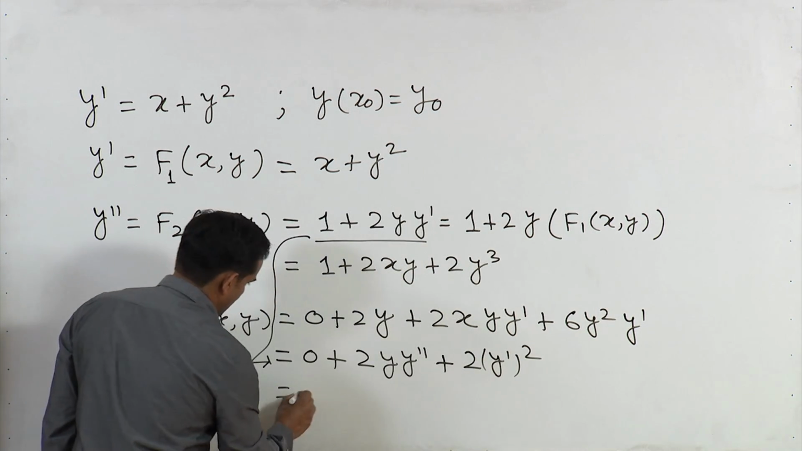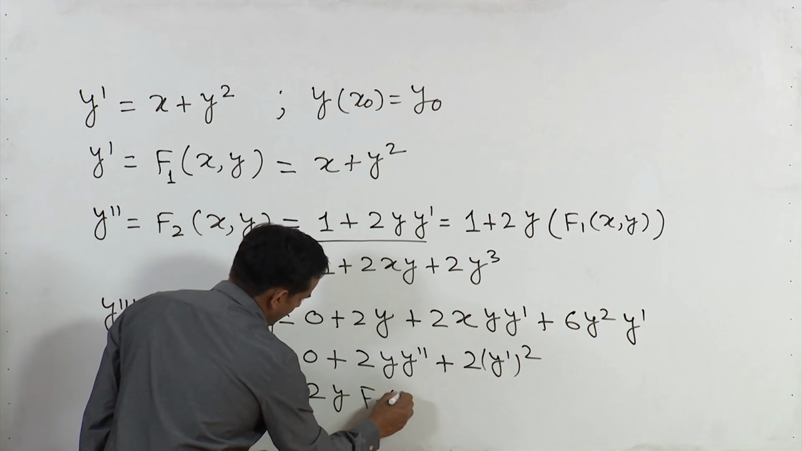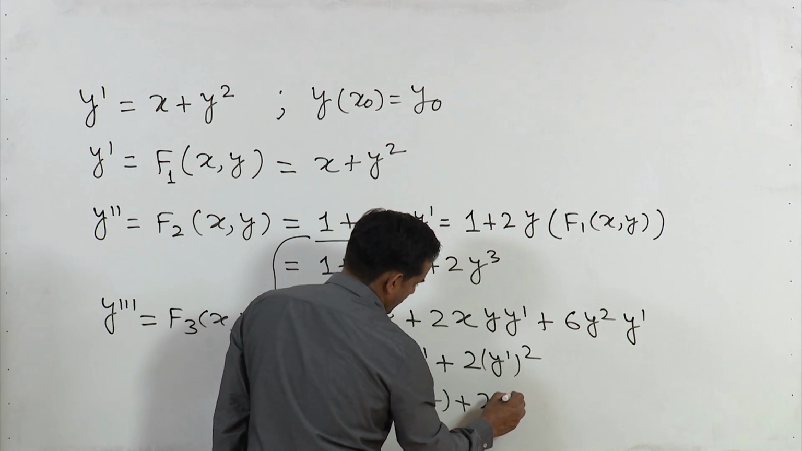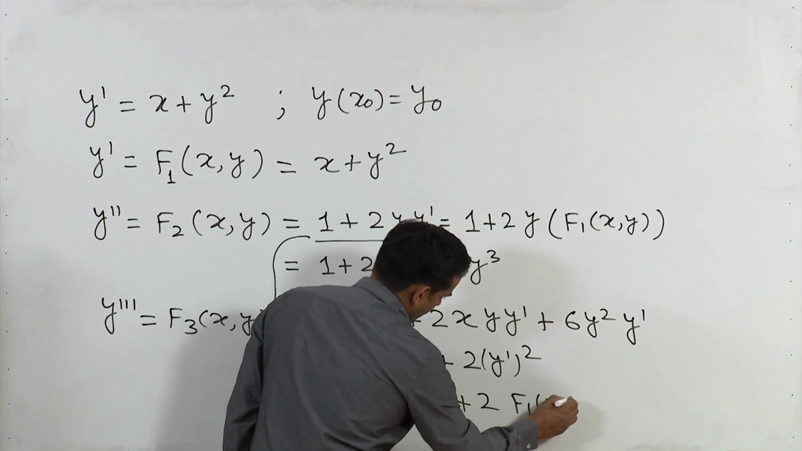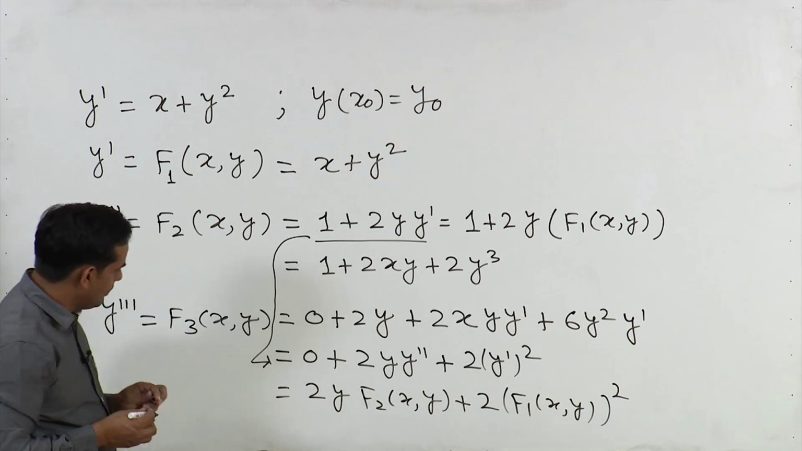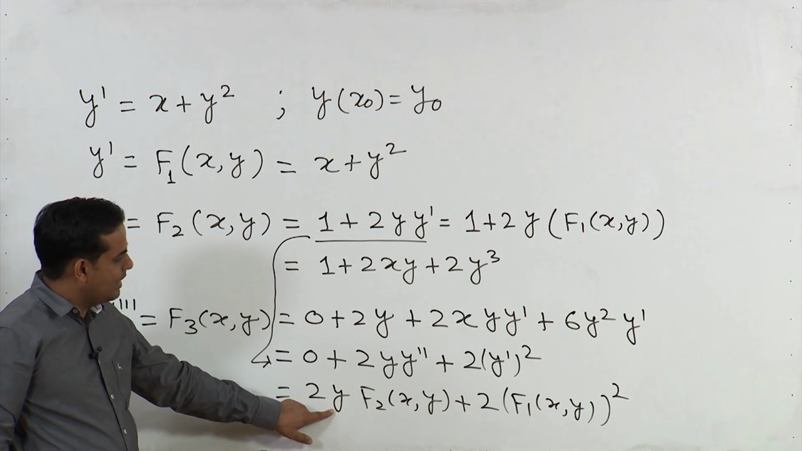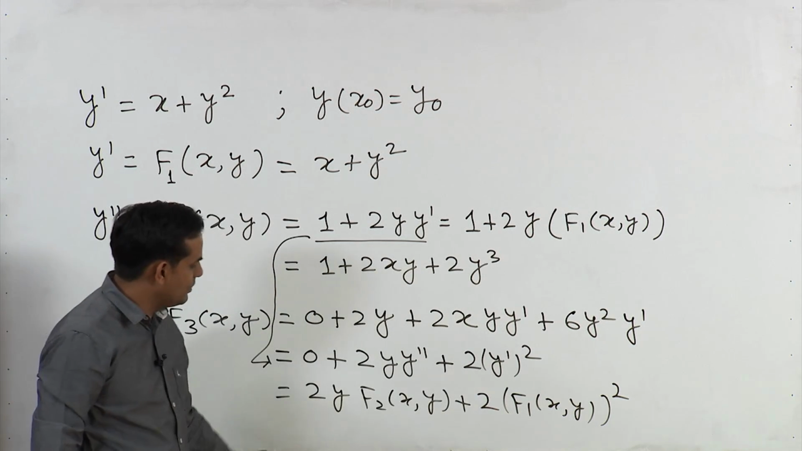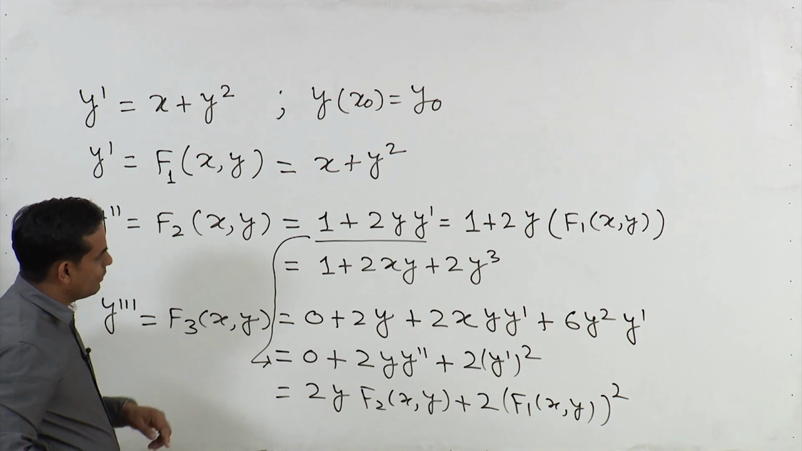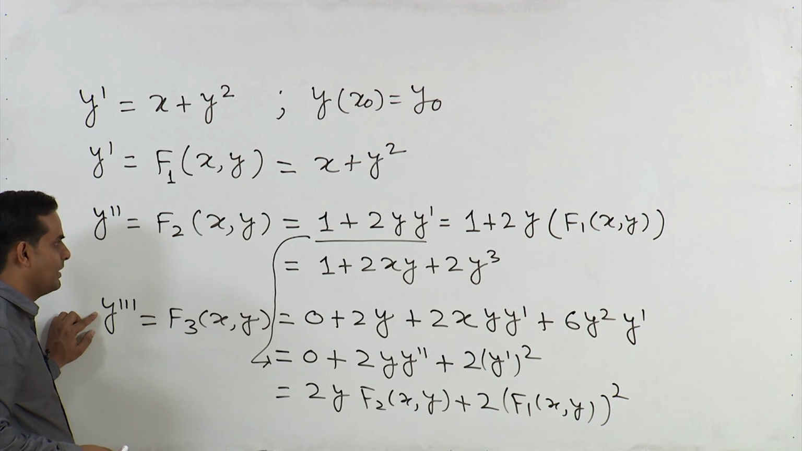So, basically it is 2 times y into F2 of xy plus 2 times F1 of xy whole square. So, here again you can note that I am using the value of y, I am using capital F1, I am using capital F2 for calculating capital F3 according to the previous lemma, and by substituting all these values I can get y triple prime.